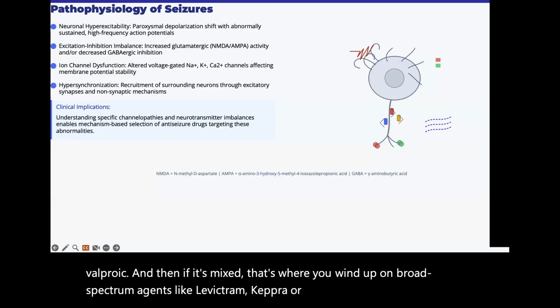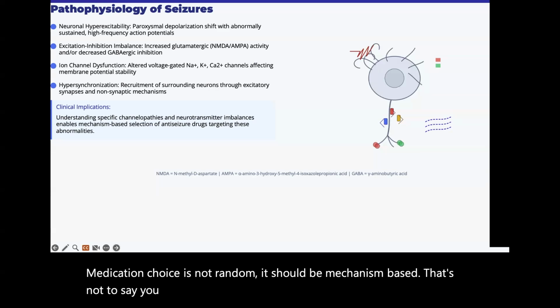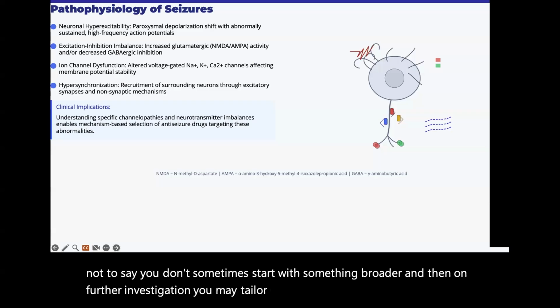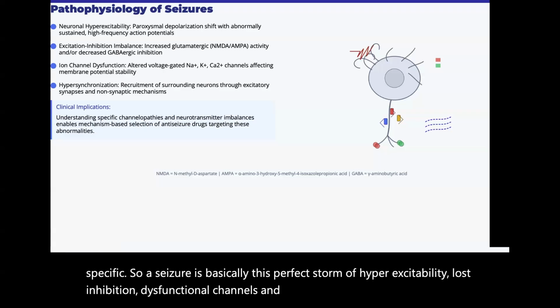So your medication choice is not random, it should be mechanism based. That's not to say you don't sometimes start with something broader and then on further investigation you may tailor it down to something a little more specific. So a seizure is basically this perfect storm of hyperexcitability, lost inhibition, dysfunctional channels, and network recruitment.